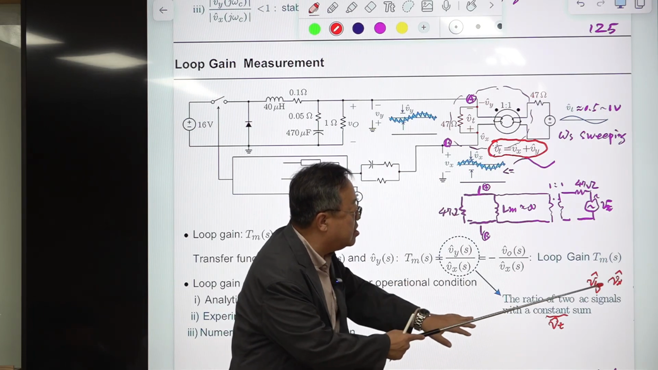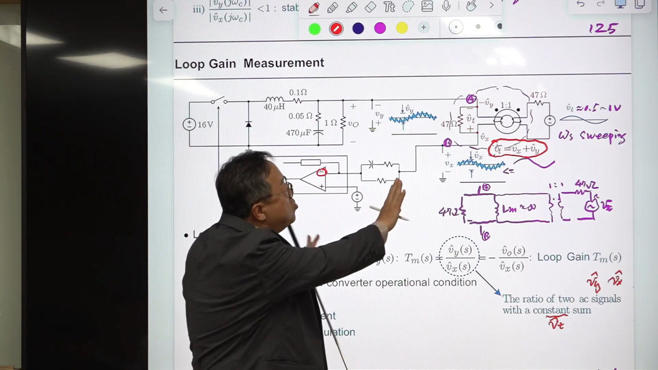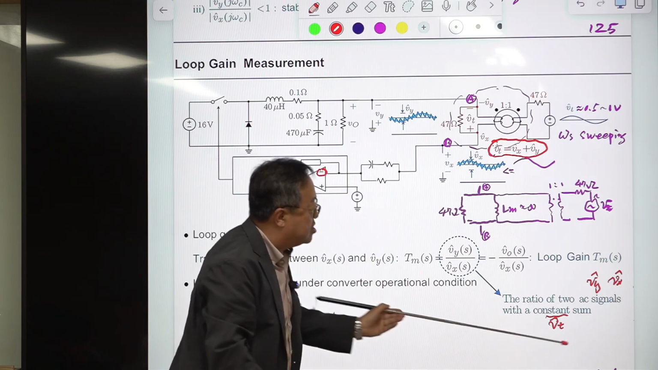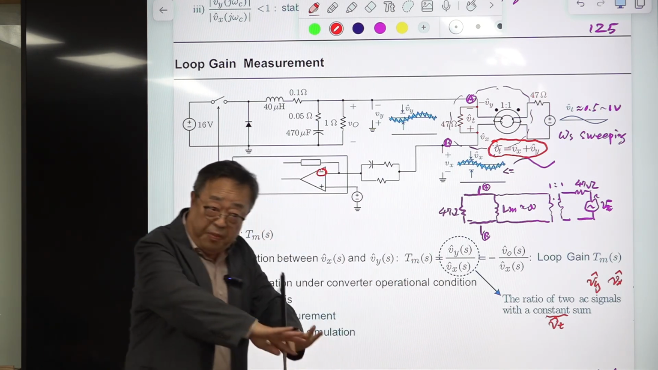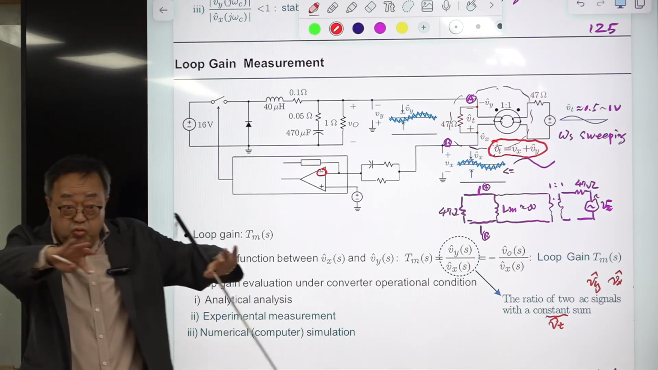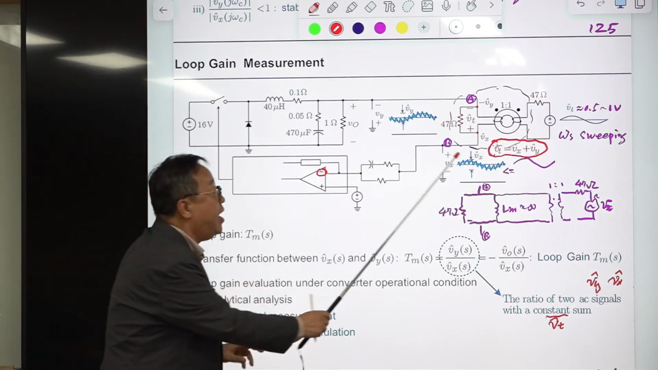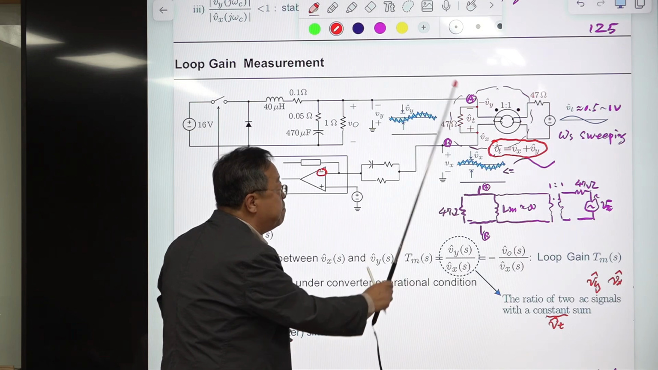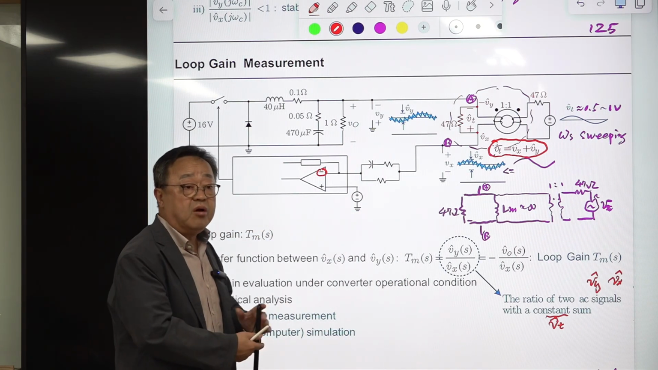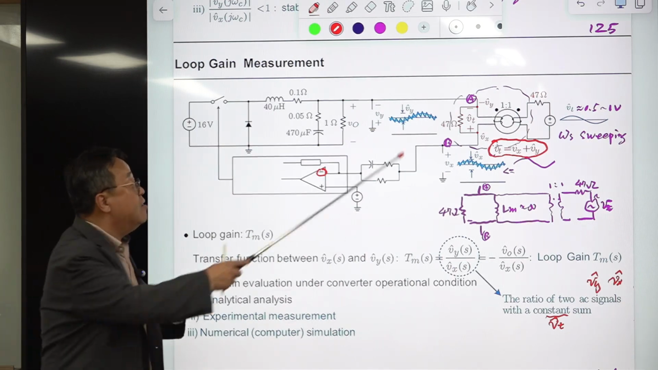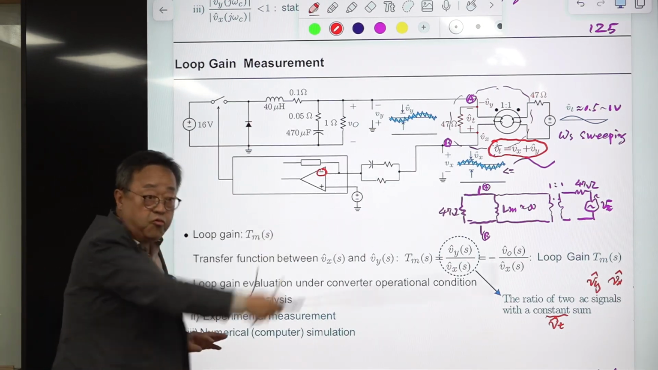So this is the sum of this and this. The injection signal will be divided into two components, one is Vx and one is Vy. The sum of them is constant. If they are equally divided, then the loop gain becomes what?